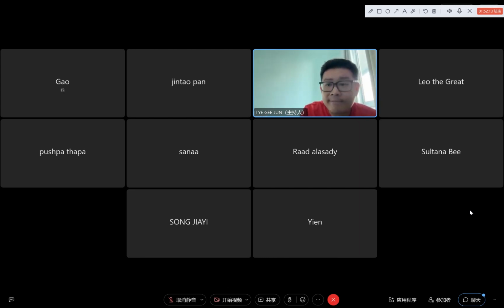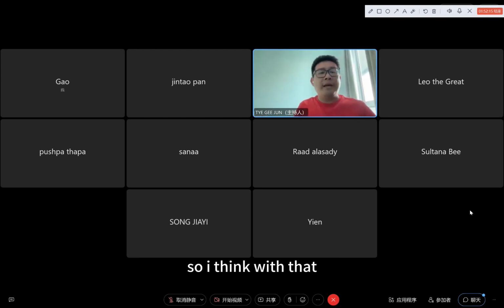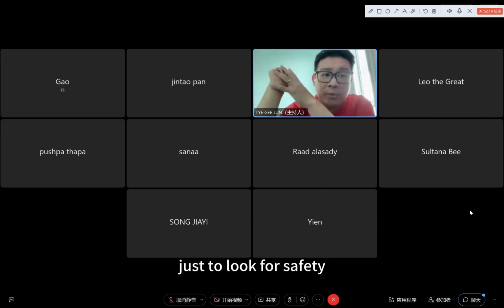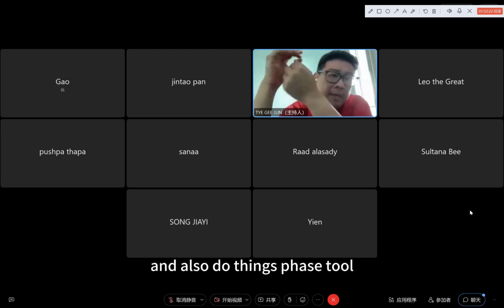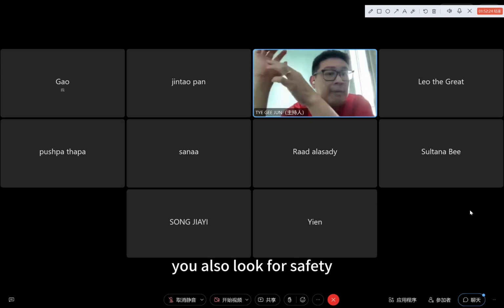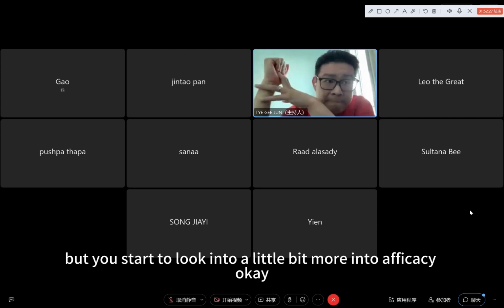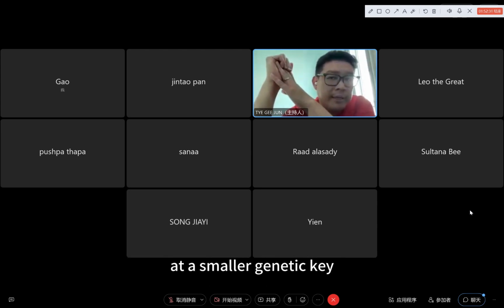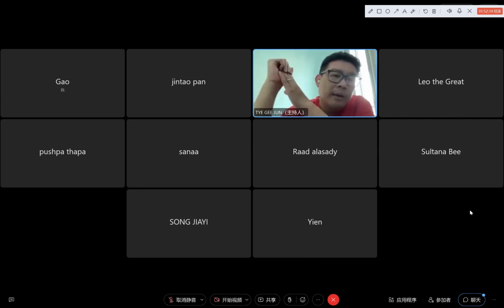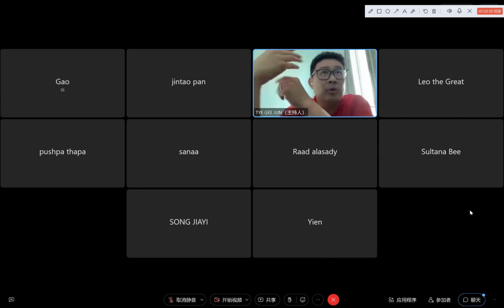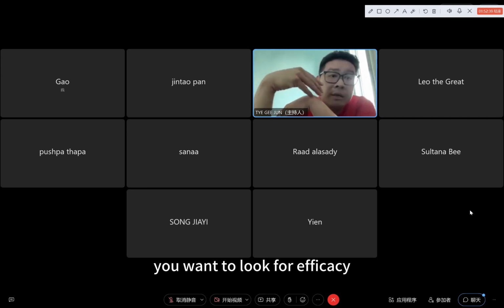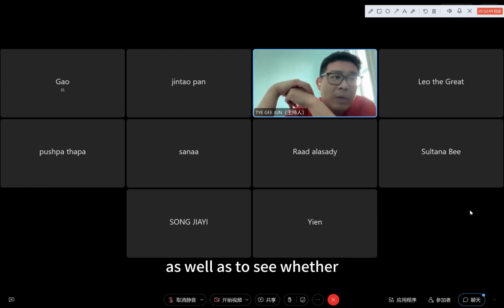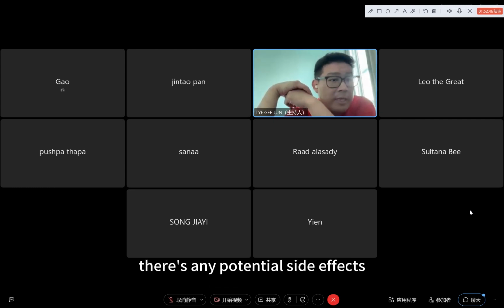All right, so I think with that, I'm just going to quickly summarize. Phase 1 is a very small trial just to look for safety and also dosing. Phase 2, you also look for safety, but you start to look a little bit more into efficacy. But these two are based on a smaller population at a smaller genetic pool. When you go to phase 3 clinical trial, you want to look for efficacy across the board, more towards the international community, as well as to see whether there are any potential side effects.